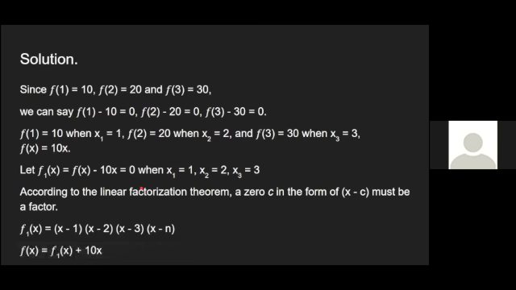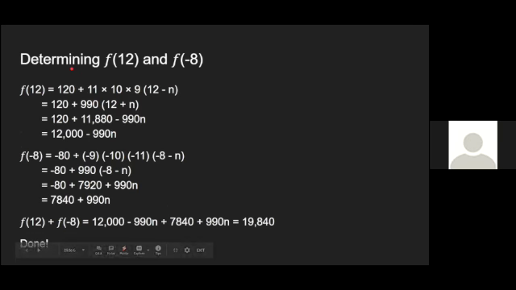Okay, so f(x) equals f1(x) plus 10x, because f1(x) is f(x) minus 10x. If we want to cancel out this minus 10x, we have to add 10x again. So now we go on to determining f(12) and f(-8).